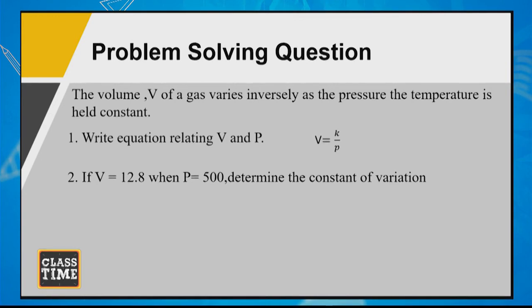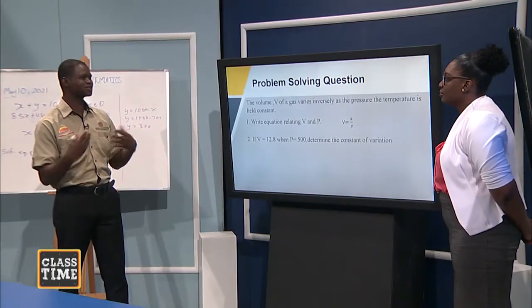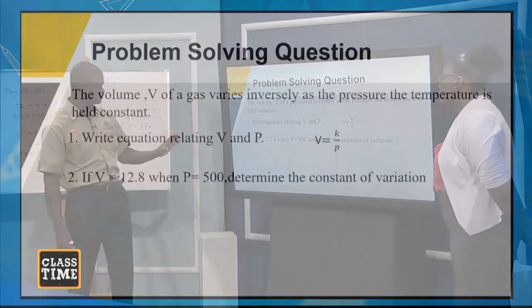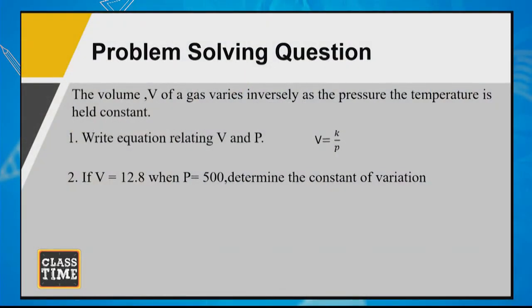All right, so when it is asking for the constant of variation, it's just asking us to find the value of K, really. Right, and now we have our value for V, which is 12.8. We have our value for P, which is 500. All we need to do now is to substitute those values in the equation that we have formed and find the value for K, which is our constant.